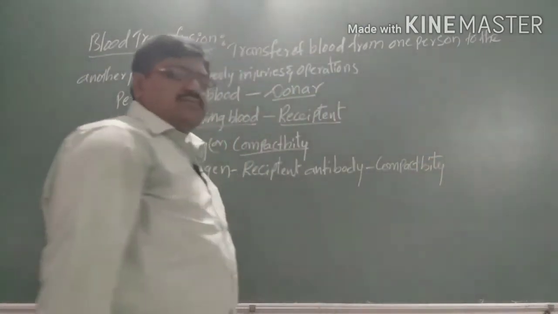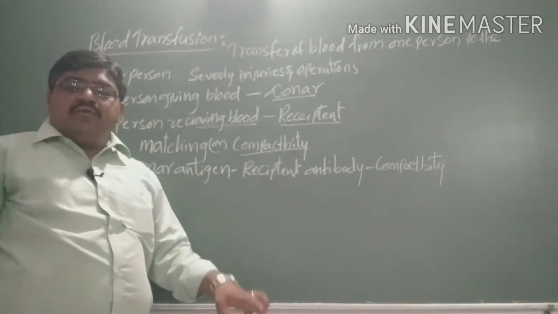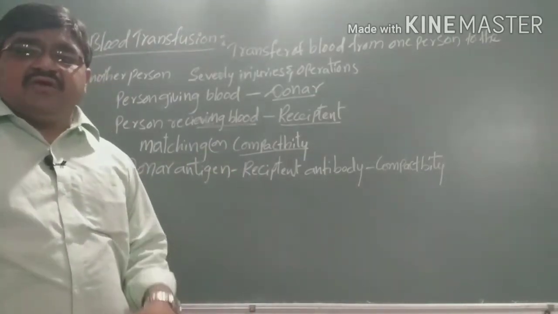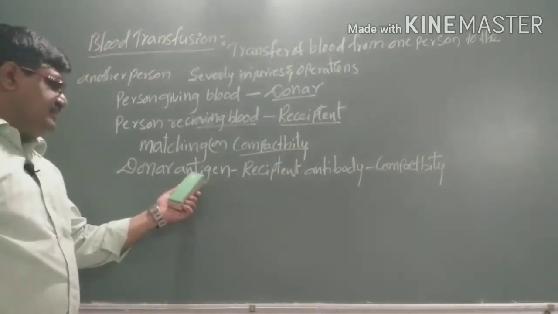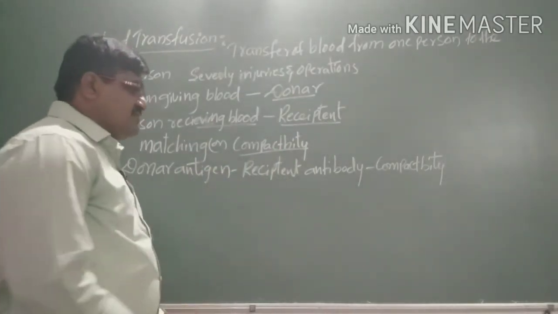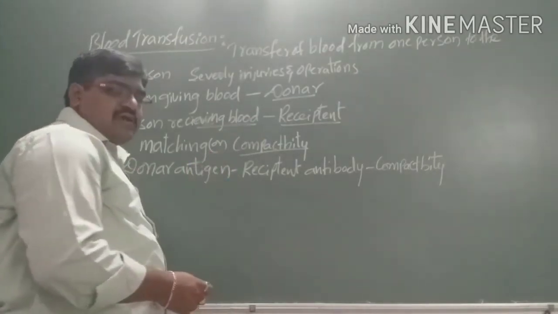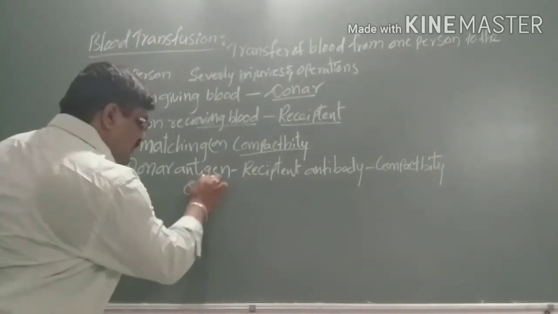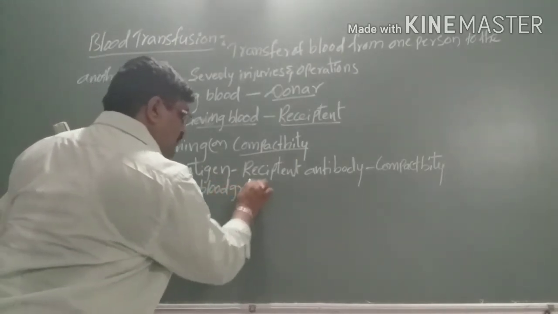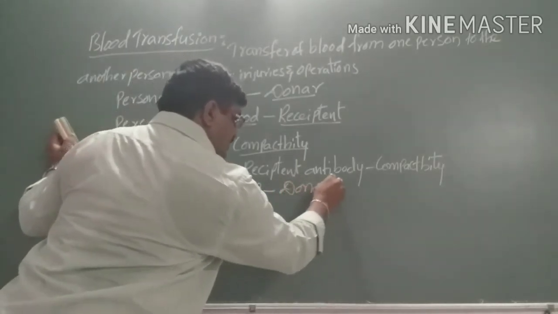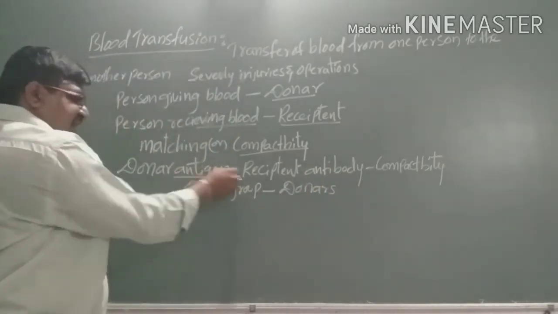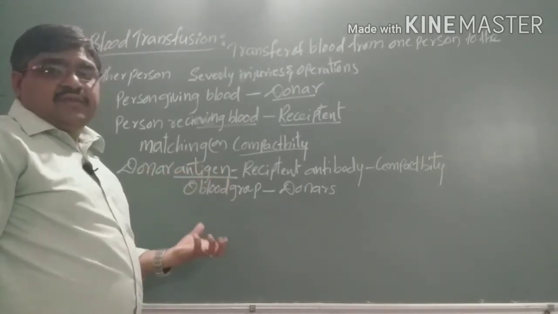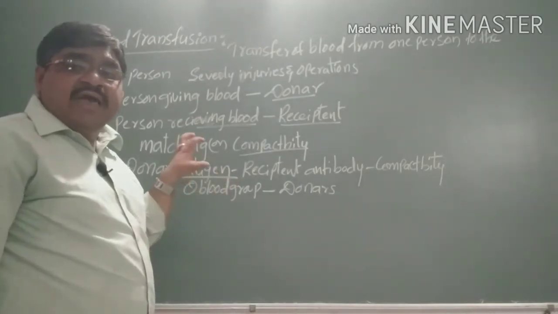When compatibility takes place, we are able to donate blood from one person to another person. Already said, O blood group we can call a universal donor. O blood group is called the donor. Why? Due to the absence of antigens, they are able to donate any type of blood group. That means any person can be donated to due to the absence of antigens.